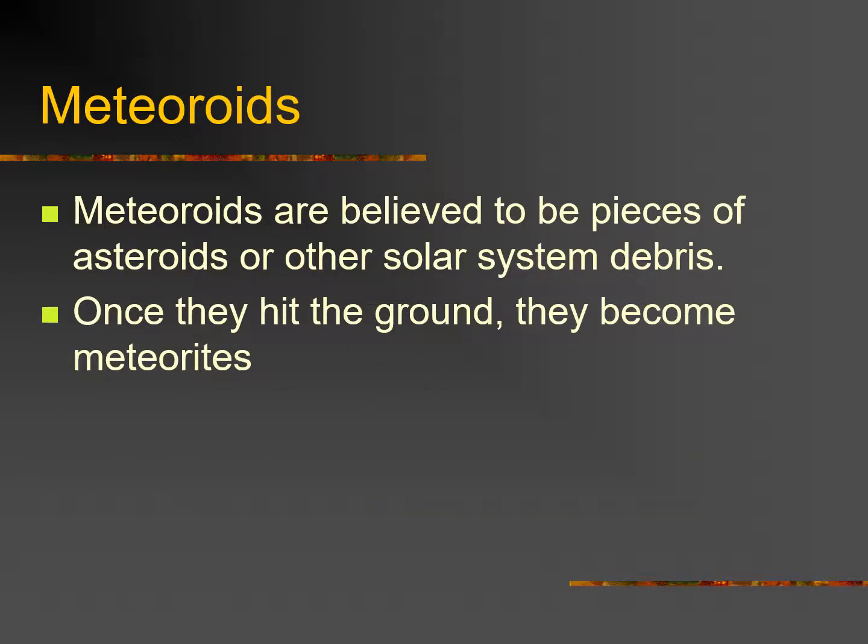So as I said in the previous slide, meteoroids are believed to be pieces of asteroids or other solar system debris that move through space. It can actually be pieces of planets as well as comet debris, and also pieces of asteroid or pieces of moons. Okay, once they hit the ground though, they become a meteorite.